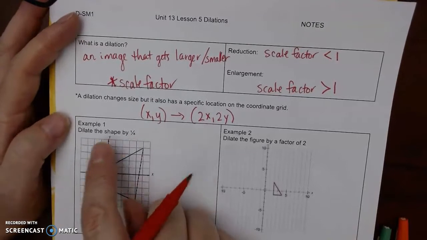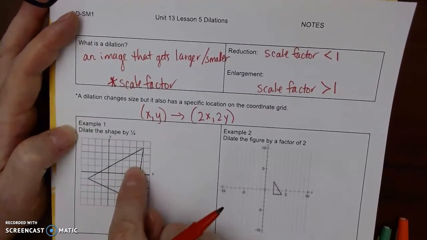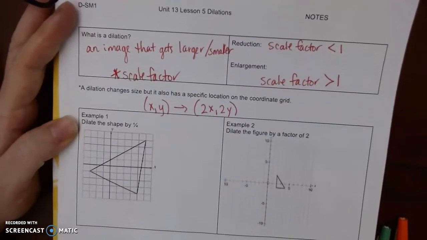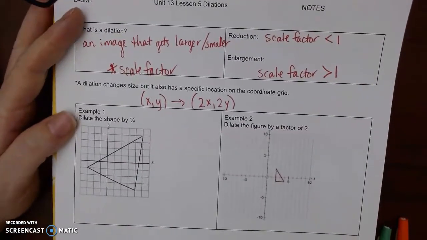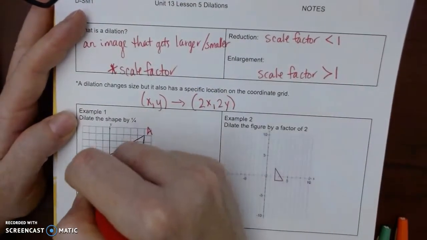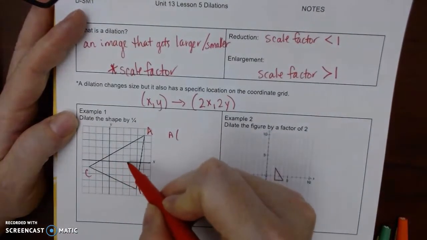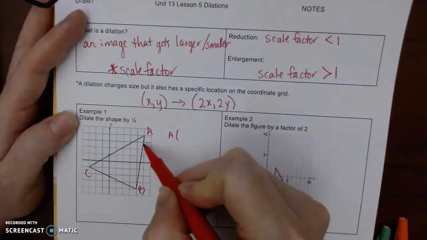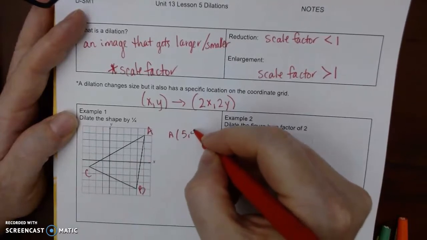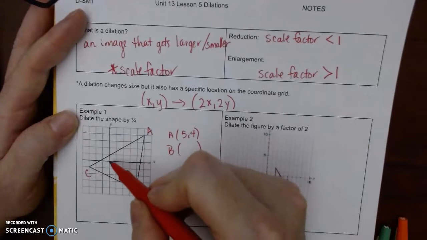So in example 1, we want to dilate the shape by 1/4. So that means we want to make this triangle 1/4 as big, okay? So it's really hard to judge that, but mathematically we can always find it. So I'm going to make up some fake points, A, B, and C, and I'm going to write those ordered pairs. So 1, 2, 3, 4, 5, 1, 2, 3, 4. And if you have a different strategy, that's fine as well. I find that this is the easiest.